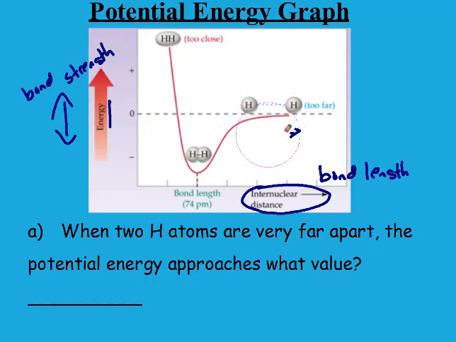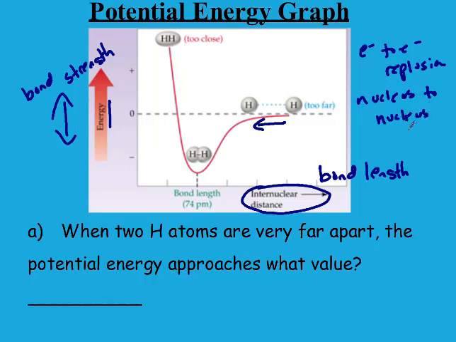As we move the hydrogen atoms closer together, they start attracting and they become more stable. But eventually, they're going to get too close to each other and then the nuclei are going to start repelling. So the forces at hand: we have electron to electron repulsion, nucleus to nucleus repulsion, and then you have electron to nucleus attraction. These are the attractions and repulsions that are going on.